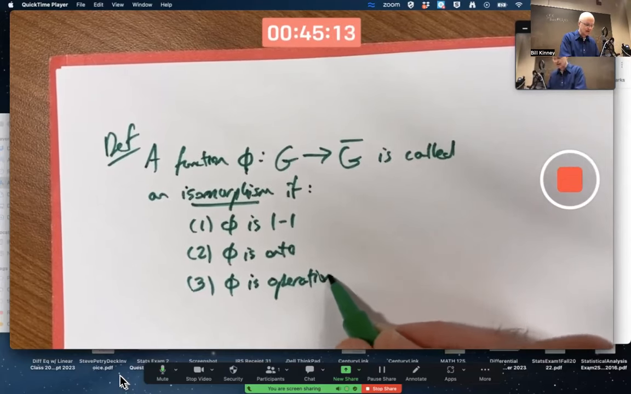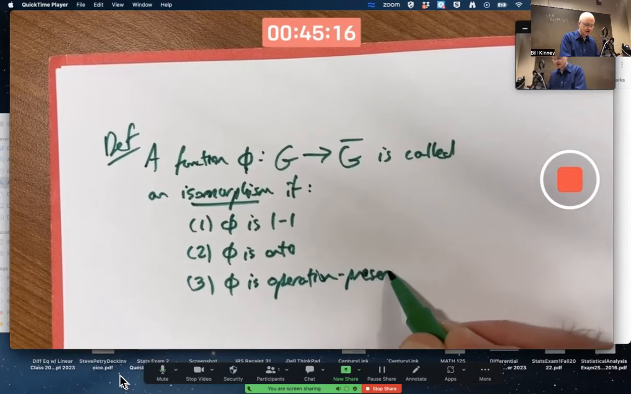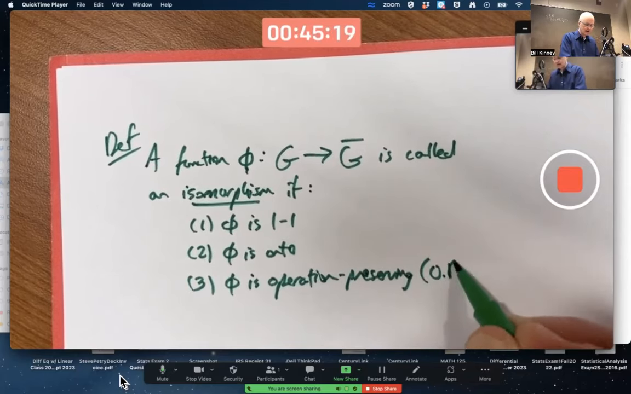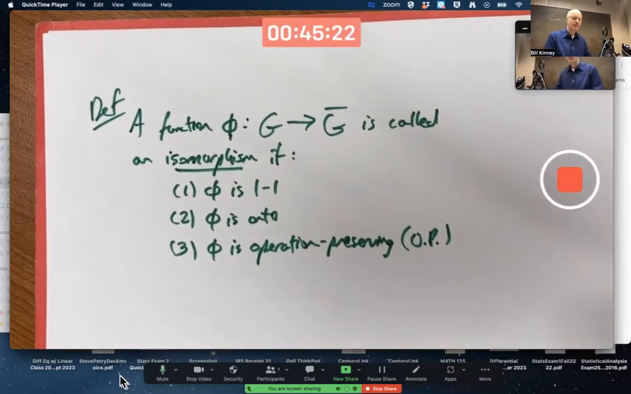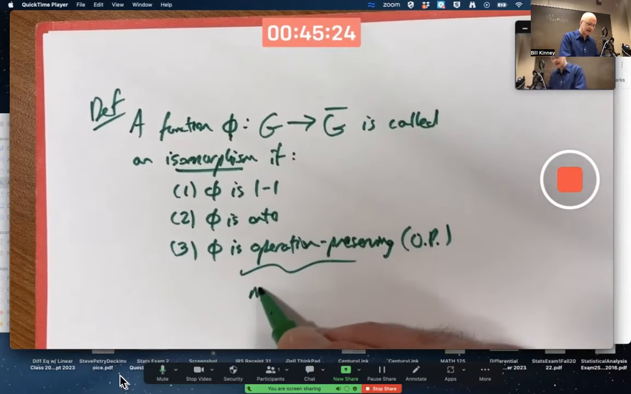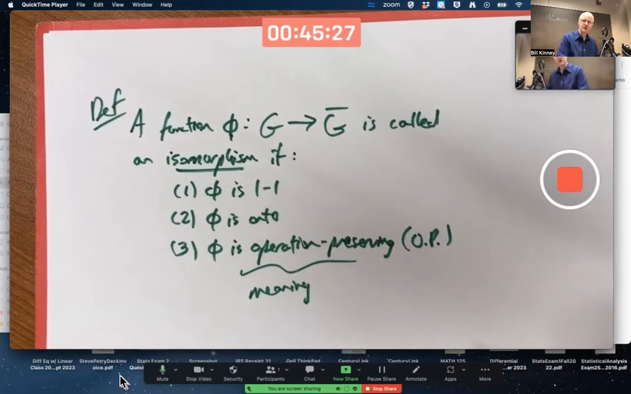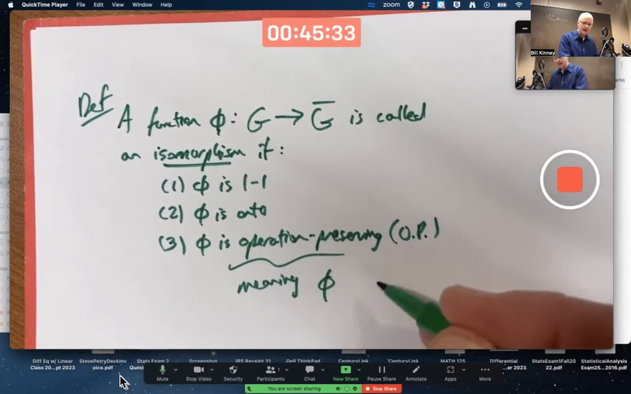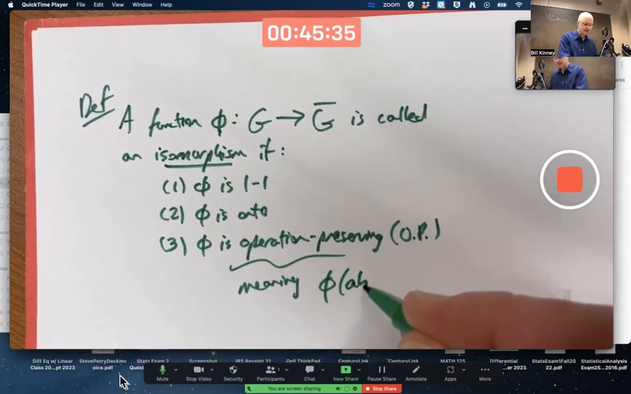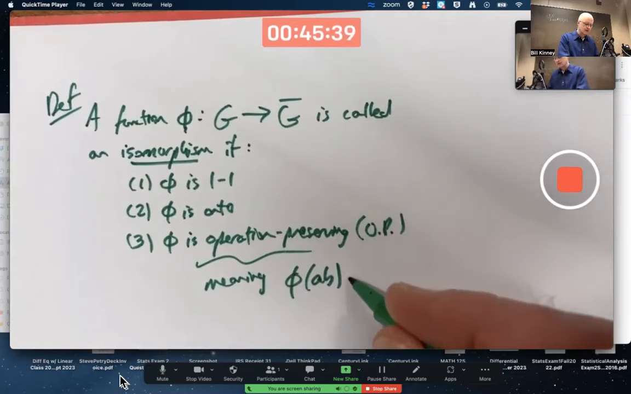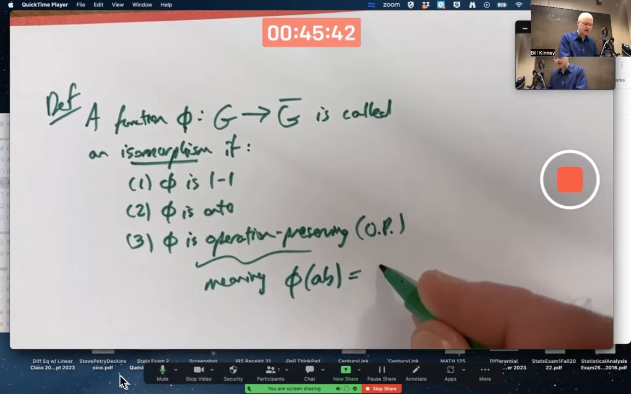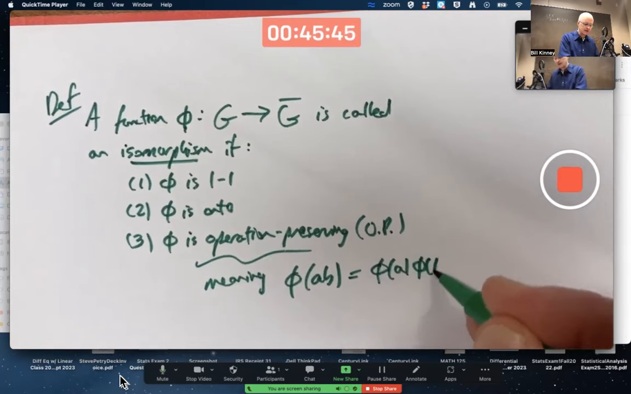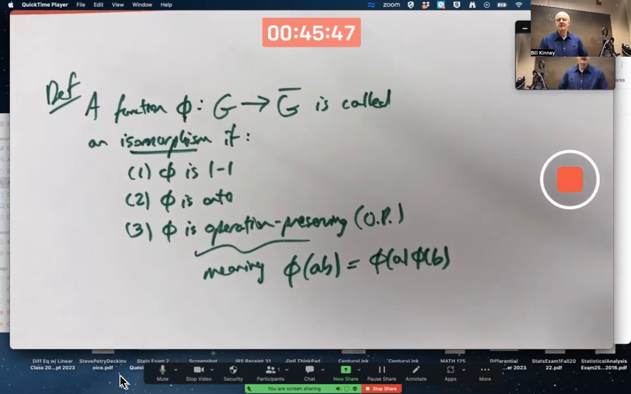A new concept here. Operation preserving. OP. But what does that mean? Meaning, and if I put this definition on the test, you should say what that means, like I'm saying right now. It means if you plug in A times B into phi, that's equal to the product of phi of A and phi of B. Phi of A times B equals phi of A times phi of B. That's what it means to be operation preserving.